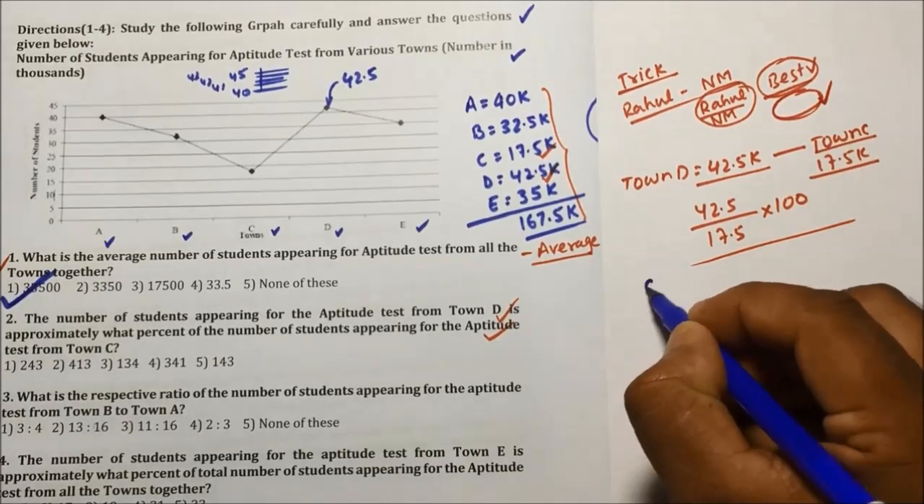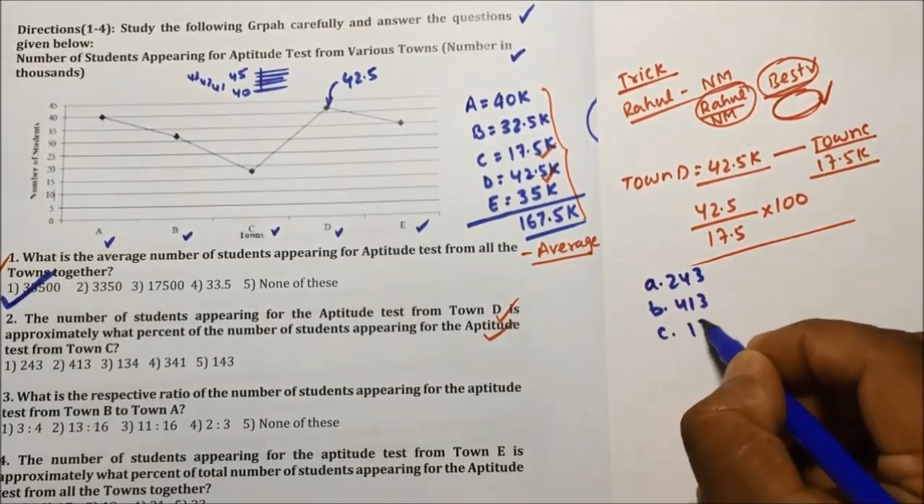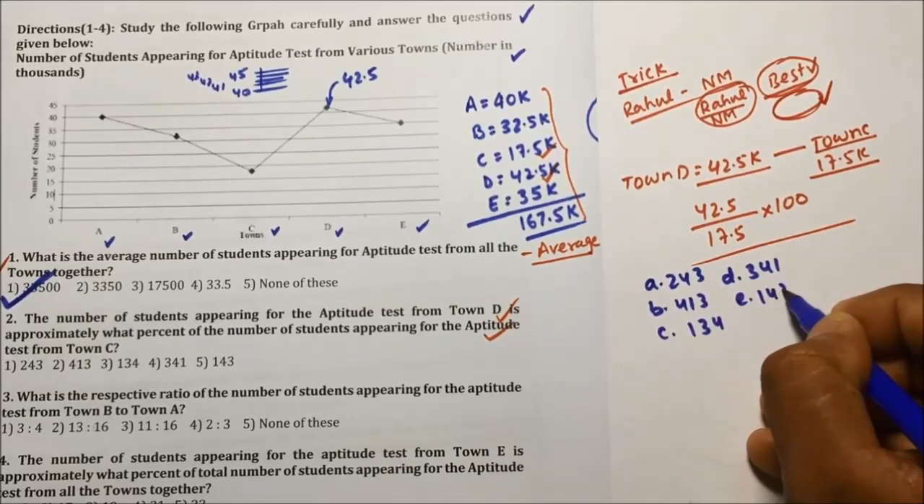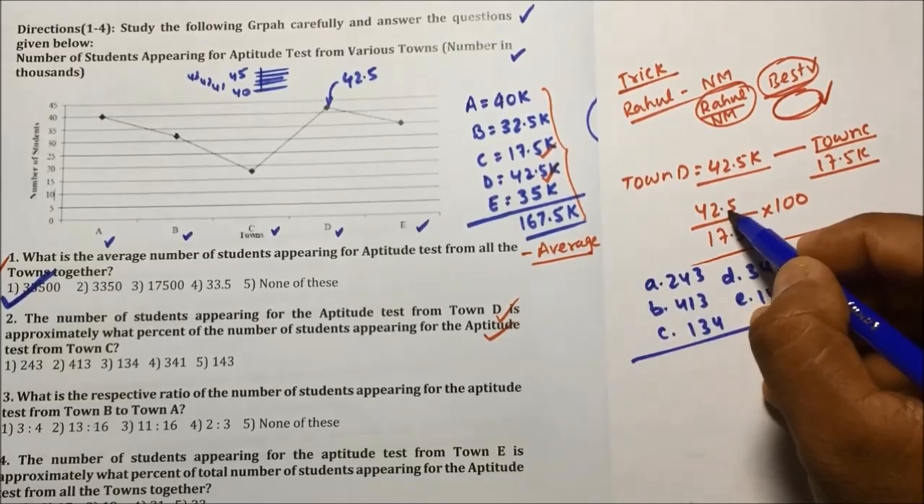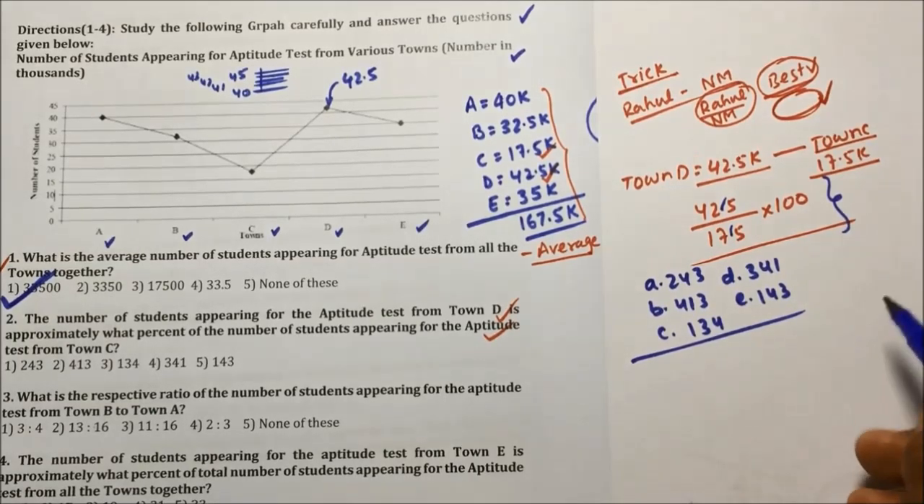Now you have 5 options. Option A is 243, option B is 413, option C is 134, option D is 341, and option E is 143. So sir, what will be the answer? Because here decimal is there, so I am not feeling like dividing this. Okay, don't divide, nobody is asking you to divide.